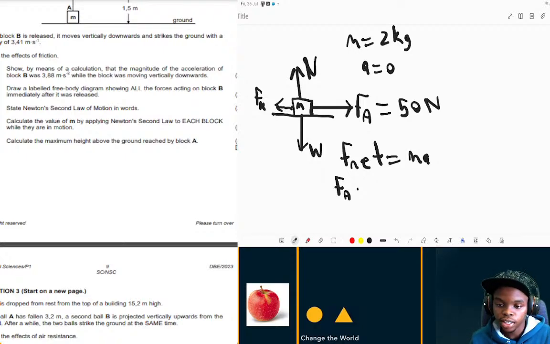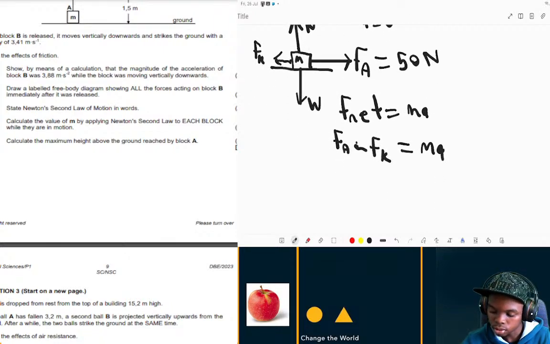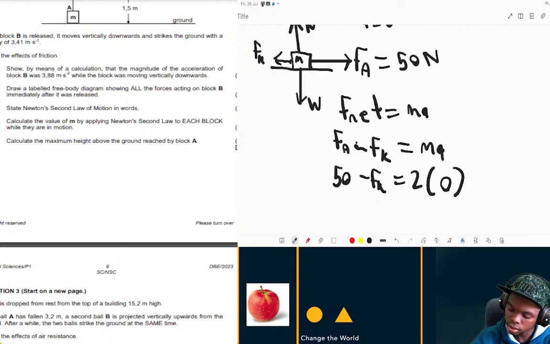All the forces going to the left are opposing, which means they will be negative. So I'll have F applied minus Fk equals ma, and this will just be my 50 newtons minus my Fk. My mass will be 2, but the acceleration is 0 because it's at a constant speed, so I'll have 0. Then I will just calculate and get my kinetic friction.